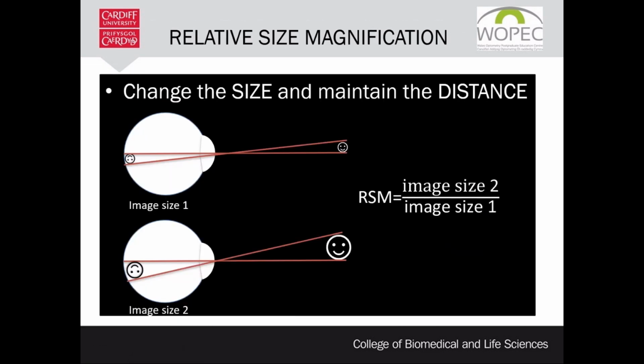The second type of magnification is relative size magnification. The main concept underlying this form of magnification is to increase the size of the object without changing its position. This will result in a bigger image on the retina.